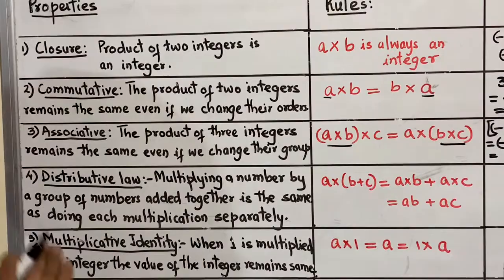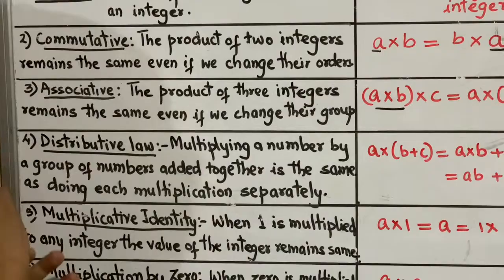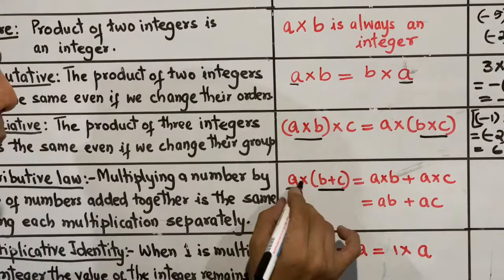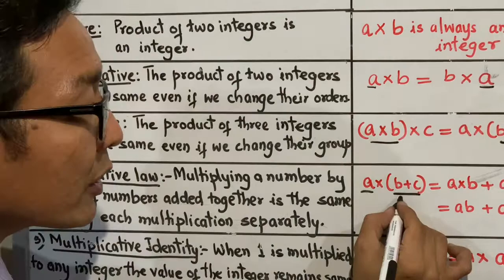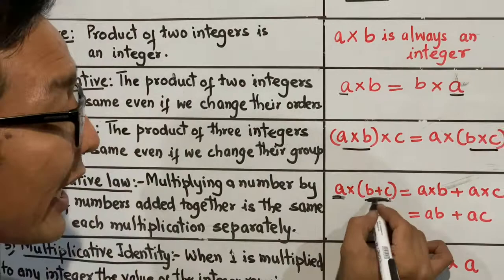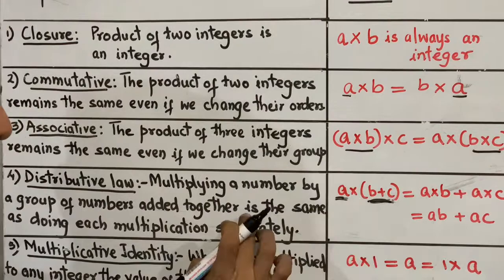Now the distributive law. Multiplying a number by a group: when a group of numbers is added together, multiplying the number by the group is the same as doing each multiplication separately.